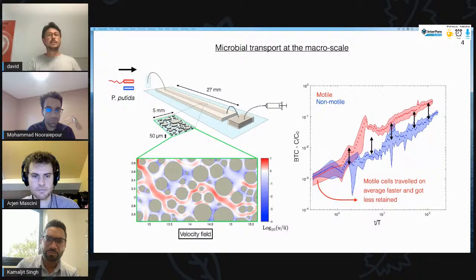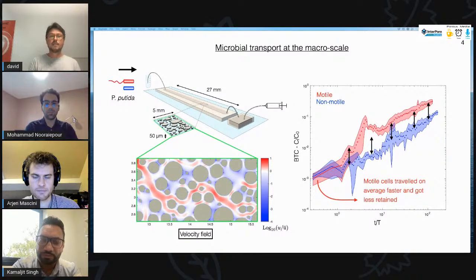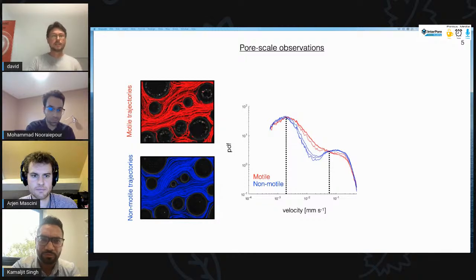We then injected a mix of motile and non-motile Pseudomonas putida cells suspended in a motility buffer and tracked the arrival time at the channel outlet. By plotting, as you can see in the graph on the right, the normalized concentration over time, we can see that macroscopically, motile cells traveled on average faster and got less retained than the non-motile counterpart. This was in agreement with the pore scale observations, which show how motile cells exhibited a higher speed, comparing the velocity distribution extracted from the trajectories.